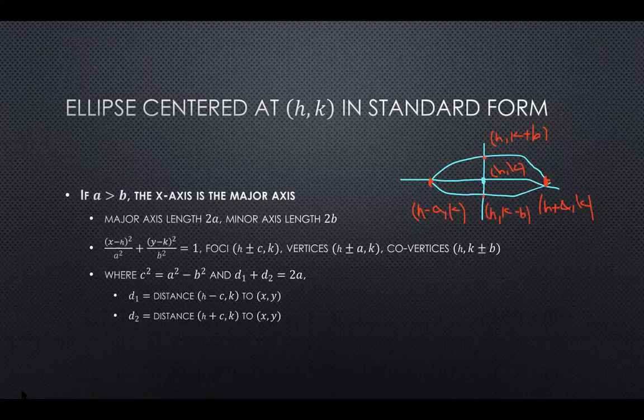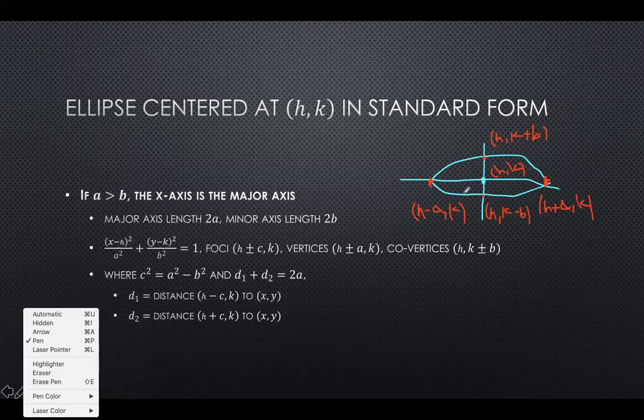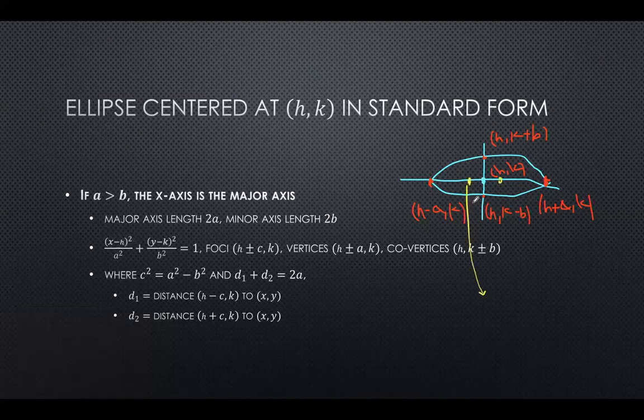And as for the two foci, here and here, instead of having (minus c, 0), you just add h to x and add k to y, so it becomes (h minus c, k), and the other focus is (h plus c, k). Okay, so far so good.